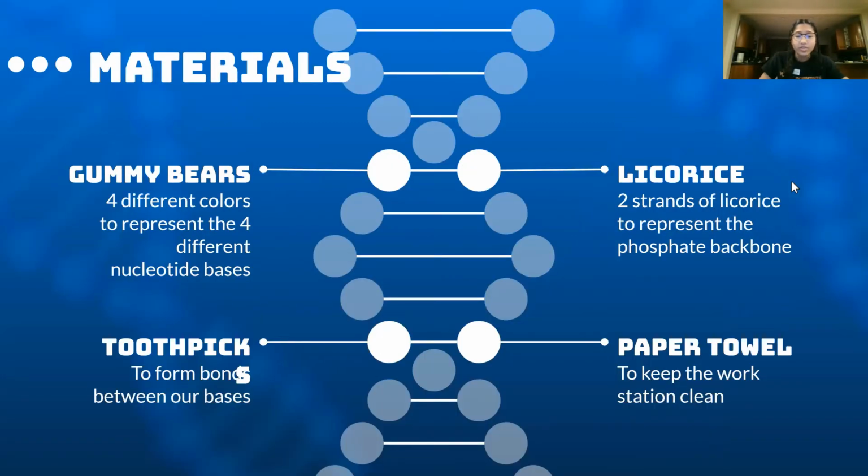Today, we're going to make our own edible DNA models. You'll need 4 different colored gummy bears to represent the 4 different nucleotide bases, 2 strands of licorice to represent the phosphate backbone, toothpicks to form bonds between our bases, and a paper towel or plate to keep your workspace clean.